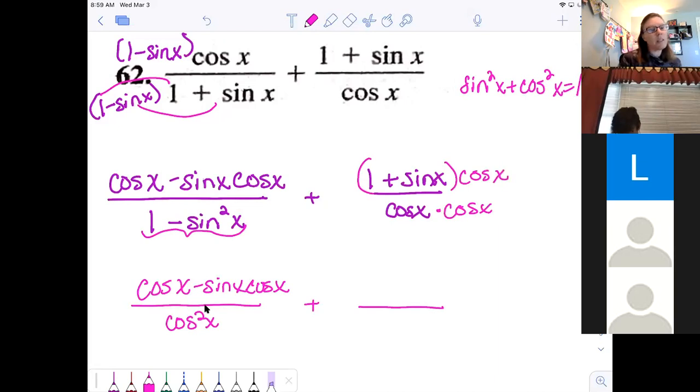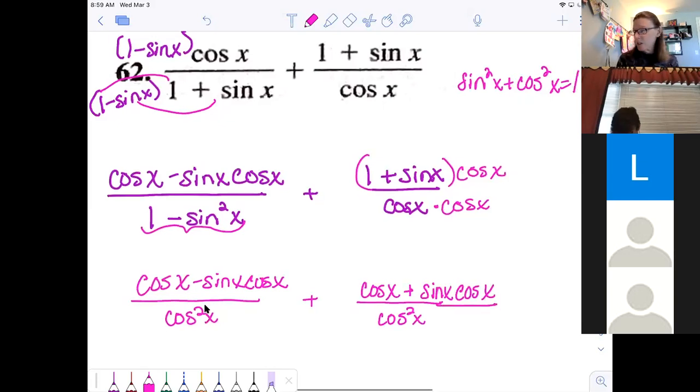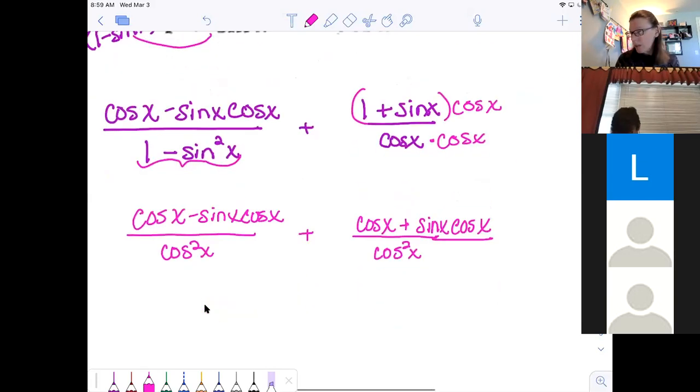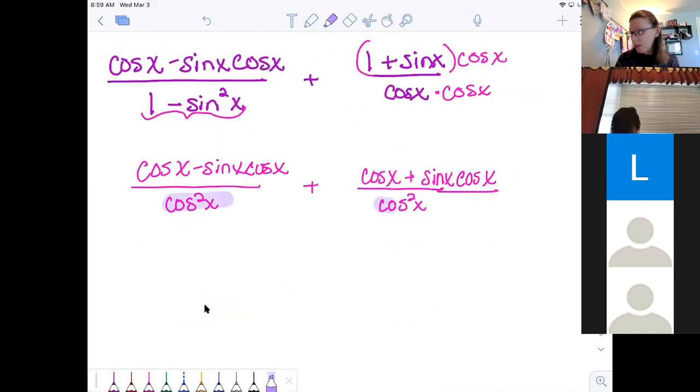So noticing that 1 minus sine squared changed to cosine squared, the right fraction has a cosine, so we might as well multiply it by another cosine so that its denominator becomes cosine squared. Remember, you want to get a common denominator. So that then gives us cosine and then plus sine times cosine. Nice job, Darby. So now we have these two fractions. We have a common denominator. The whole goal of a common denominator is so that you can add the numerator. But remember, the denominator stays there.